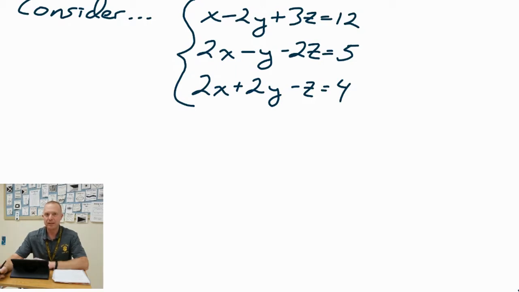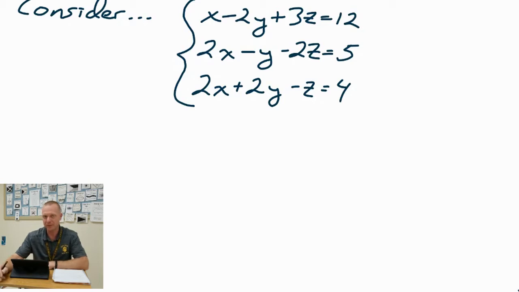Just to make sure that you're seeing the correct numbers in these systems, the first one is x minus 2y plus 3z equals 12. Next one is 2x minus y minus 2z equals 5. And 2x plus 2y minus z equals 4.